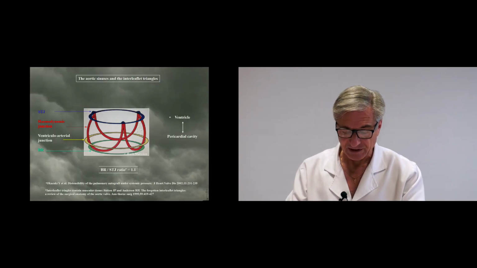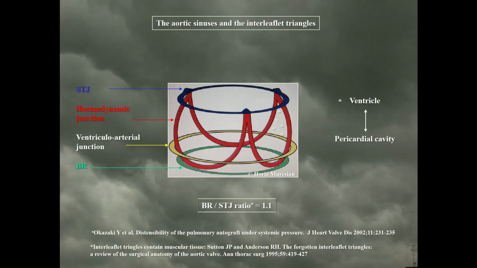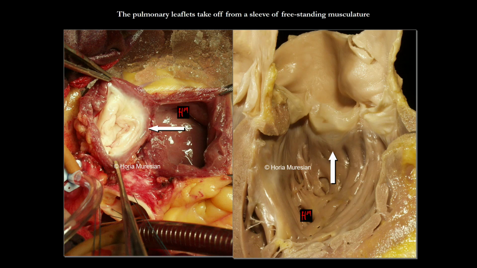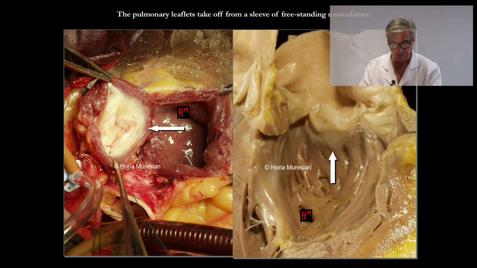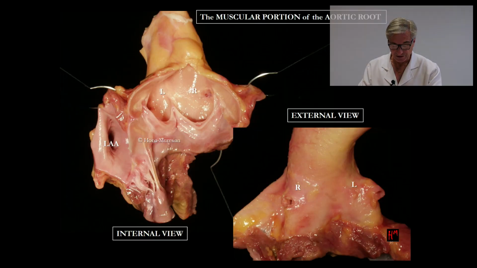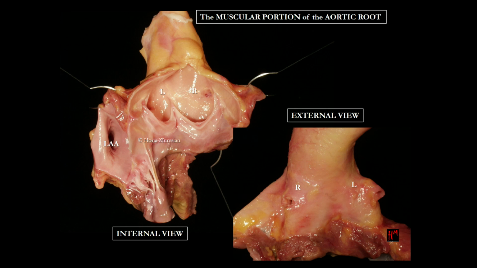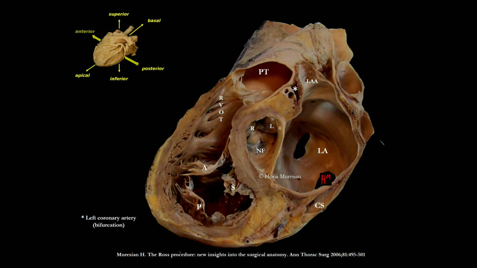Traditionally, various landmarks are described at the levels of the aortic root, but the only really apparent are the crenated insertion of the valve leaflets and the sinotubular junction. The numerous annuluses are more apparent at the level of the pulmonary root, where the leaflets take off from a sleeve of freestanding musculature, and only the muscular portion of the aortic root, which corresponds to the left and the right sinuses. The fibrous portion of the aortic root, occupying roughly 1/3 of the circumference, skirts between the left and the right trigones of the heart and continues with the mitral aortic curtain.